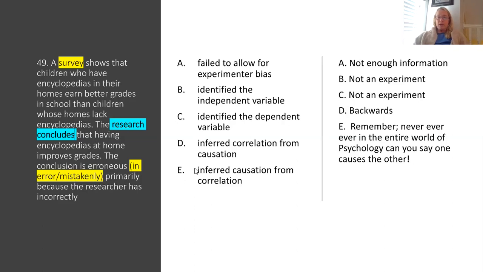Here are your choices. I forgot to highlight. It looks like the correct answer is E here. It can't be A because there's not enough information for A. It can't be B and C because this is not an experiment, and you can't conclude anything in a survey. The only thing you can say is correlation. A survey, the only thing that can give you a conclusion is an experiment. So that is null and void. D is backward. And remember, I always just want to stress to you guys, never, ever, ever in the entire world of psych can you say that one causes the other. So the problem is they inferred causation from correlation on this one.